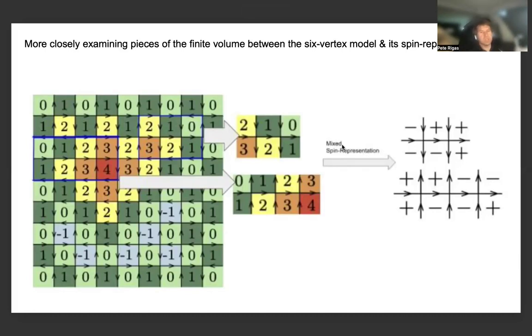And we can more closely examine pieces of the finite volume between the six vertex model and its mixed spin representation, because the mixed spin representation is referring to the types of configurations of the Ashkin-Teller model in which there's some distribution of plus and minus faces as labels, instead of the images of the height function from the homomorphism of faces over the square lattice.